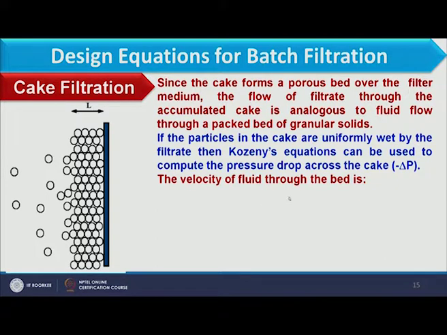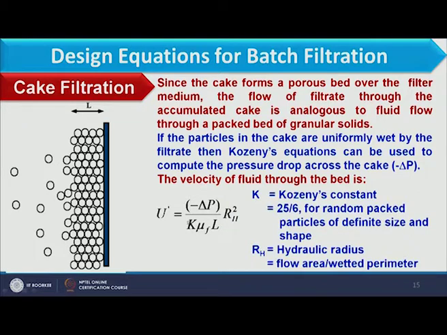used to calculate velocity of the fluid, and the equation is U dash is equal to pressure drop divided by K mu F L into RH square. Pressure drop is what we have to calculate, that should be the pressure drop across the cake, mu F is viscosity of the fluid, and L is total thickness of the cake. In this equation, capital K is basically Kozeny's constant, and its value should be 25/6 for random packed particles of definite size and shape.